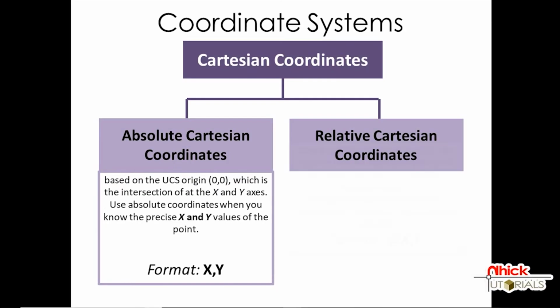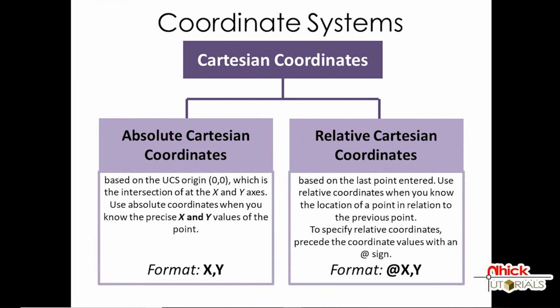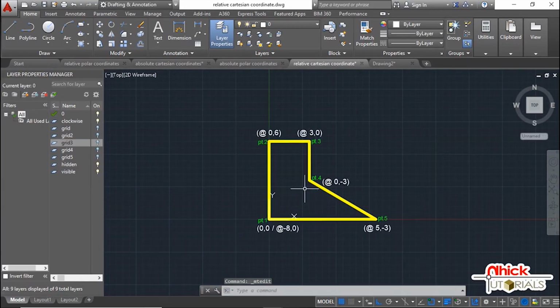Relative Cartesian coordinates are based on the last point entered. Use relative coordinates when you know the location of a point in relation to the previous point. To specify relative coordinates, precede the coordinate values with an @ sign. Use @x,y in plotting the points. The following example draws the sides of a regular polygon having 5 sides.